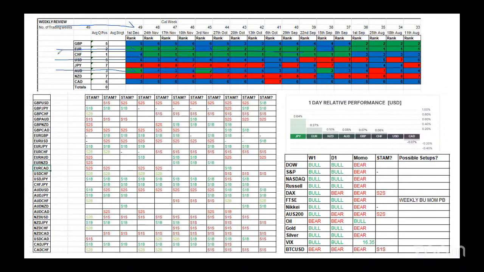What we've seen is, of course, the Swiss franc has rolled over. I've been saying for the last couple of weeks on our sessions, just watch the Swiss franc dailies, and we can see that has rolled over.